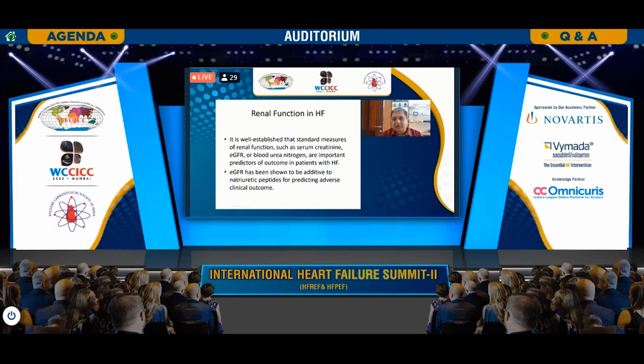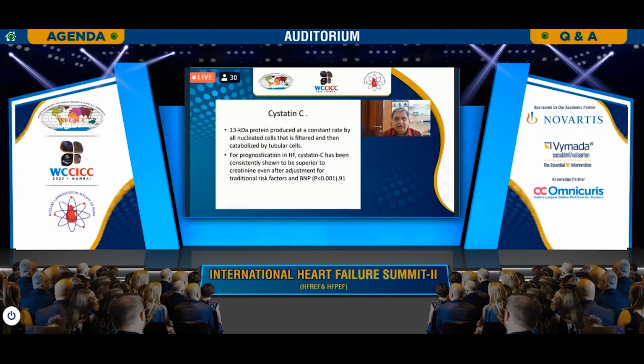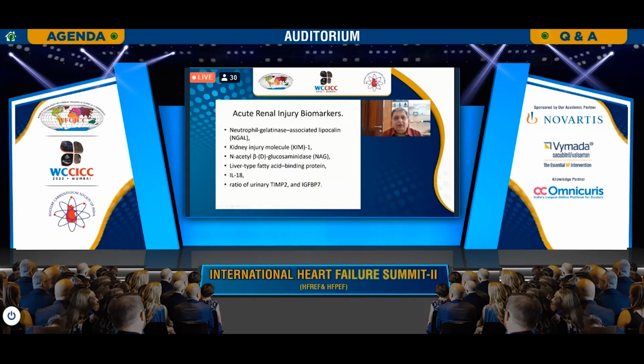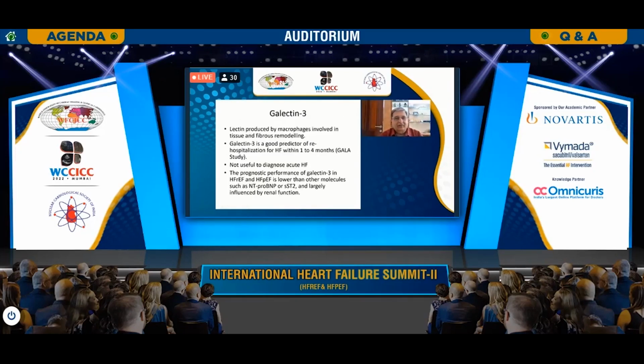Renal function markers are also very important in heart failure, and we all know the importance of creatinine. However, creatinine is not very accurate, and this is where other markers like cystatin C come to our rescue, which elevates earlier than creatinine. And acute renal injury biomarkers like NGAL, which is possible to estimate in our country, are also used to detect early AKI. Elevated NGAL has poor prognosis, and a level of 167.5 is associated with a 2.5 times increased risk.